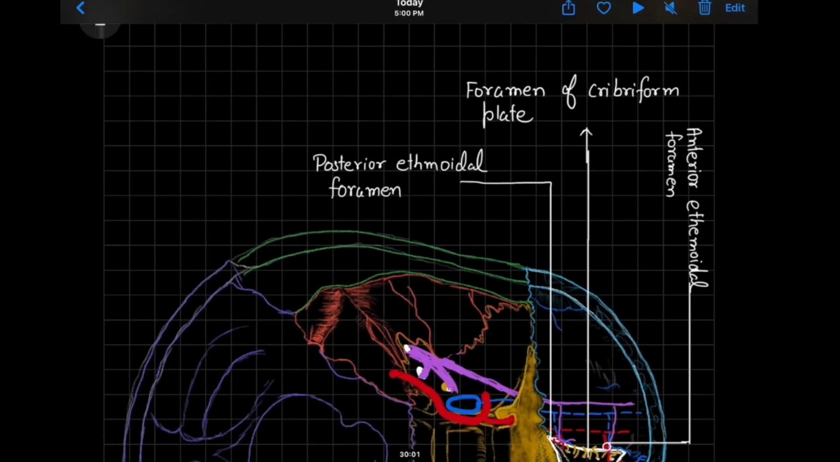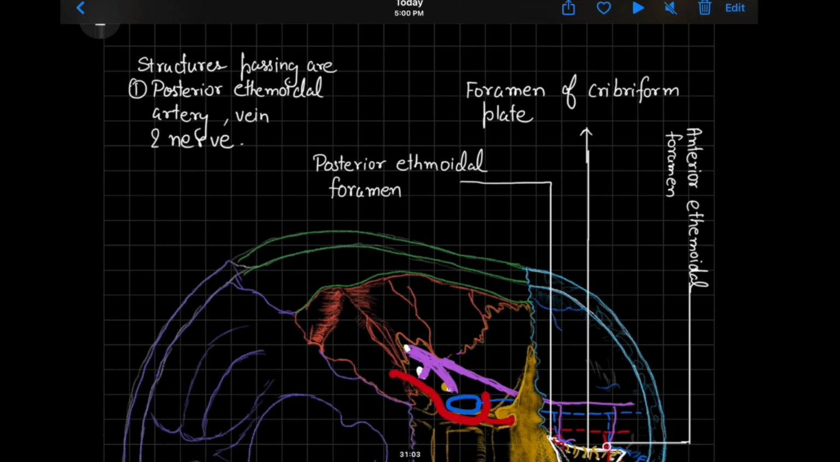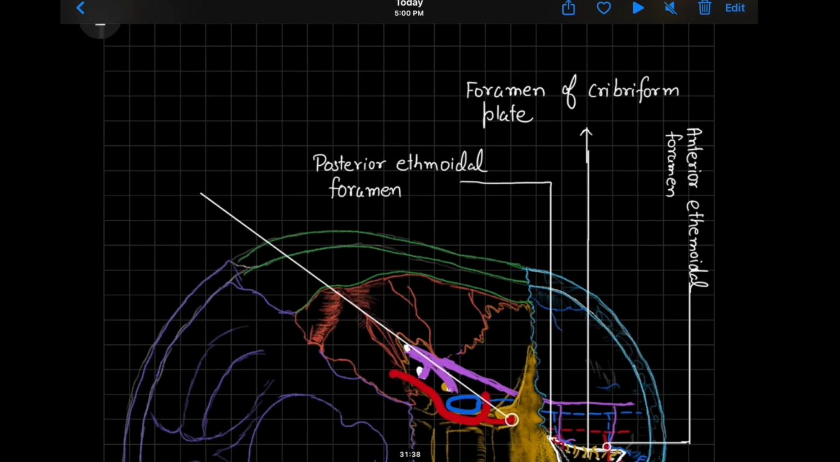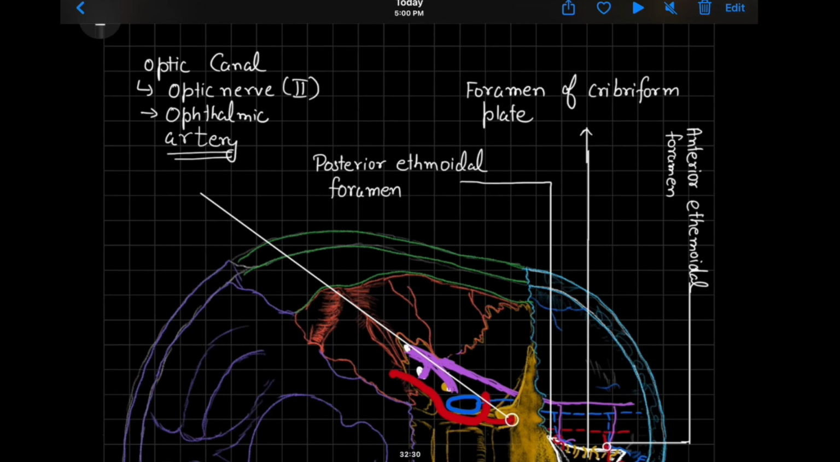Posterior ethmoidal foramen. The structures which pass through this are posterior ethmoidal artery, vein, and nerve. This posterior ethmoidal artery originates from ophthalmic artery, and ophthalmic artery from the internal carotid, and these supply posterior ethmoidal cells, meninges, and nasal cells. Then we have this optic canal, and through this optic canal, optic nerve, which is the second cranial nerve, and ophthalmic artery pass. So here we discussed the foramina and canals which are present in anterior cranial fossa, and the structures which are passing through anterior cranial fossa.